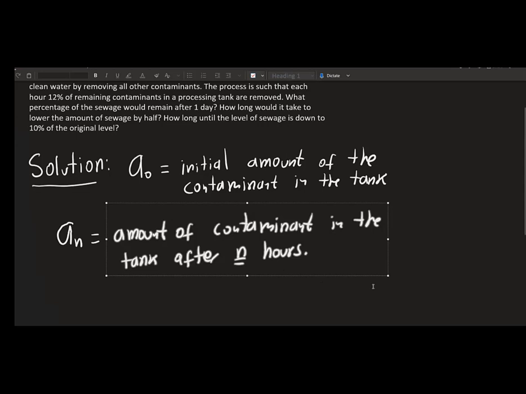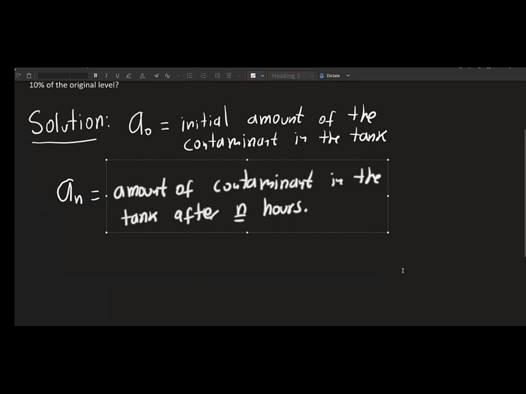All right, so let me try to draw a picture first, before we actually go into setting up the recurrence formula for this problem. So you're going to start here at A0, which we don't know what it is. And in the first hour, according to the problem, the contaminant is going to reduce up to A1, right? That will be in the first hour.